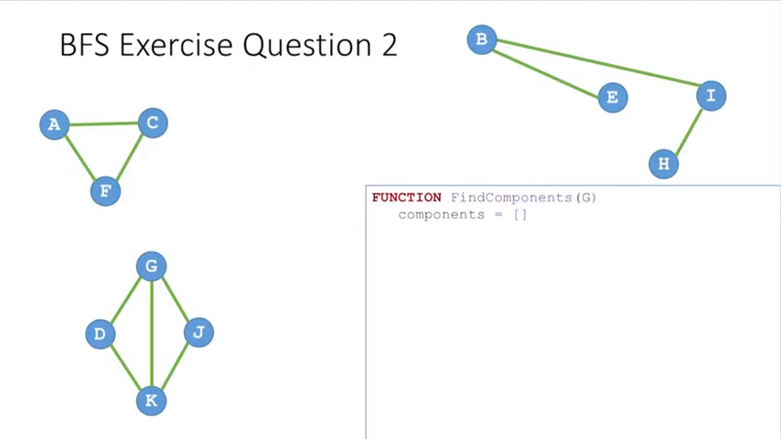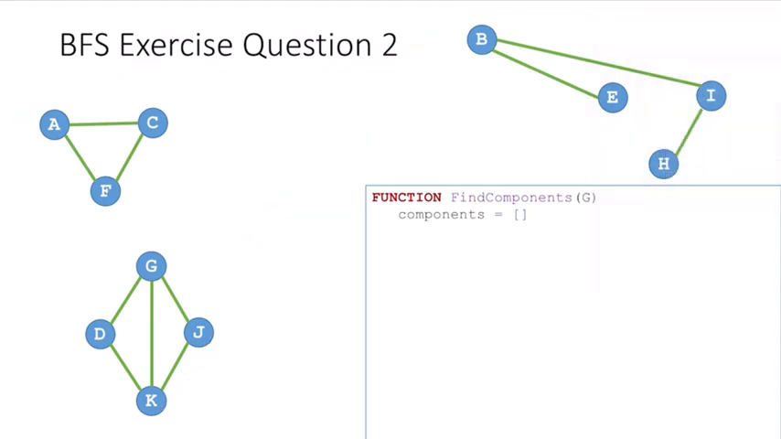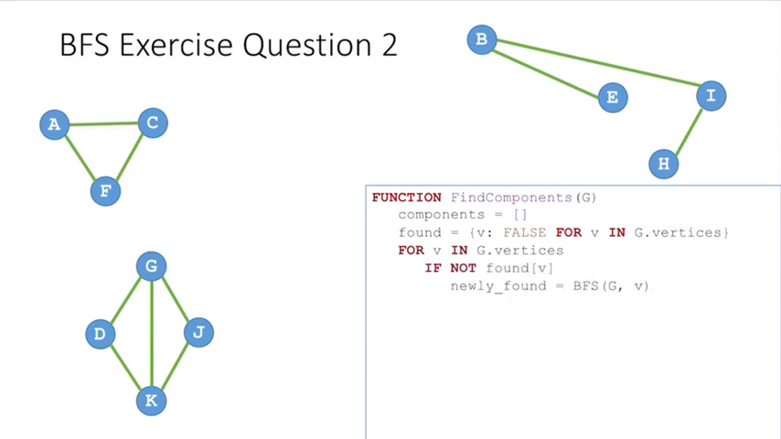All right, well, we have our find components function. It takes in the graph. We don't have to give a start vertex here because we're not just trying to find a single component, we're trying to find all components. So let's say this entirety here is our graph G, all of those vertices. So we'll have a list of components, and we're going to start by marking everything as not having been found. And then we'll say for each vertex in the graph, if it's not already been found, then we'll start a call to breadth first search.